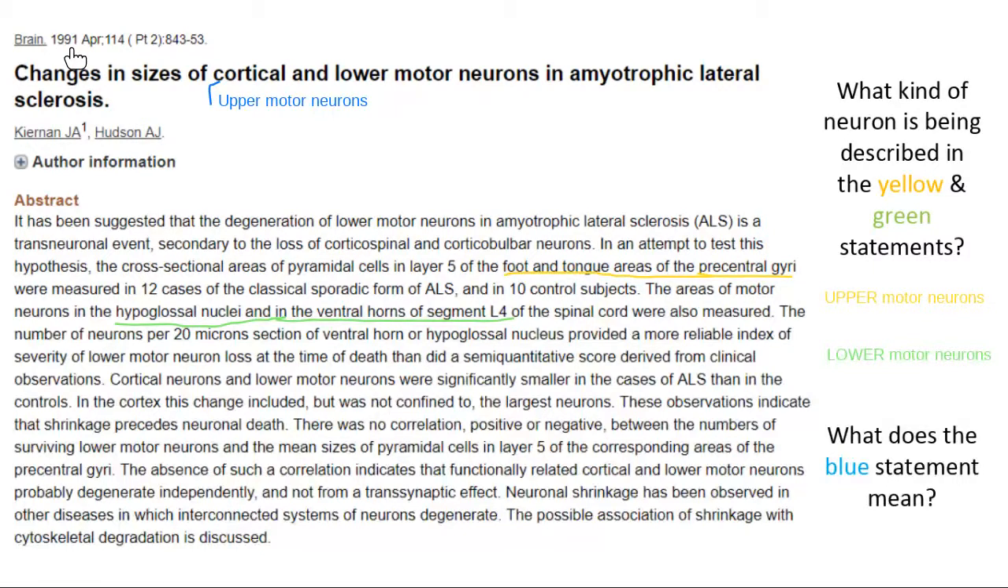I was around for this one, but I mentioned that to say this is what you might call one of the fundamental papers in the field. So ALS research has come a long way since this. This paper told us that this is a problem with upper motor neurons and lower motor neurons causing our ALS disease, causing muscles to waste away.